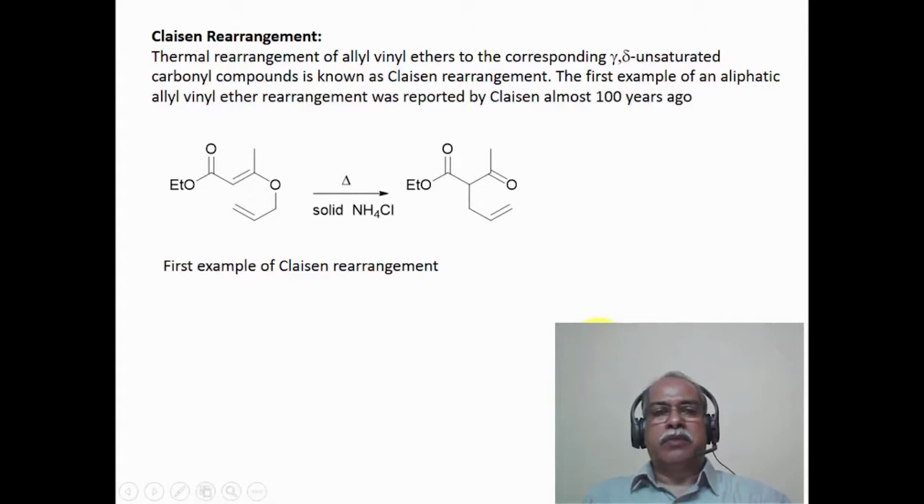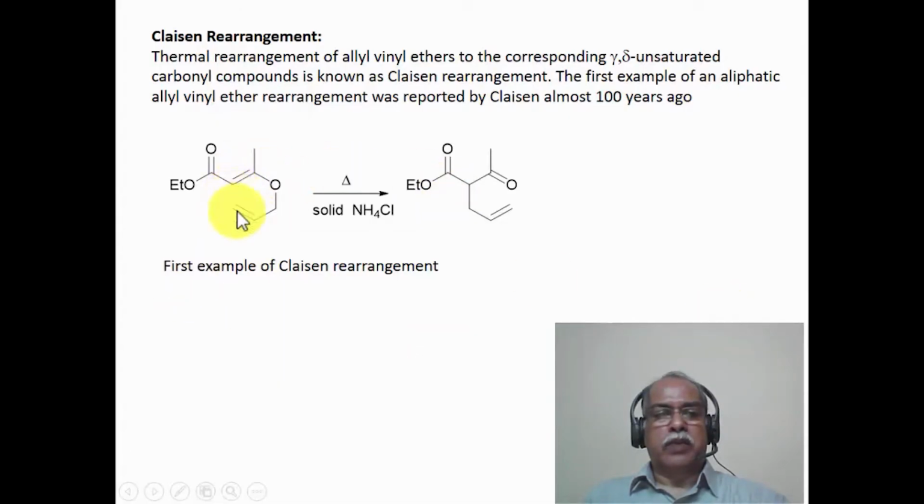Now the thermal rearrangement of allyl vinyl ether to the corresponding gamma delta unsaturated carbonyl compound is known as Claisen rearrangement. This is the vinyl allyl ether. If you look at it carefully, this is a vinyl group and this is an allyl group connected to an ether, and this is the very first example done by Claisen himself on the rearrangement. If you look at this molecule carefully, this is nothing but the vinyl ether of the ethyl acetoacetate. If we consider this skeleton to be an ethyl acetoacetate skeleton, the enolic form of the ethyl acetoacetate has formed an ether with the allyl bromide or some such reagent. So allyl vinyl ether is essentially the allyl ether of the enol form of the ethyl acetoacetate that is being considered.